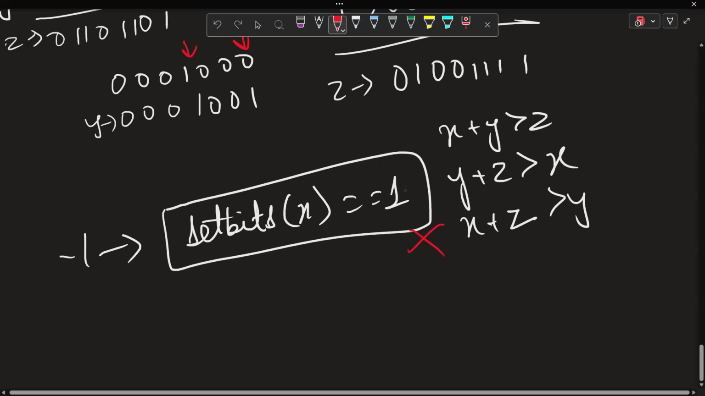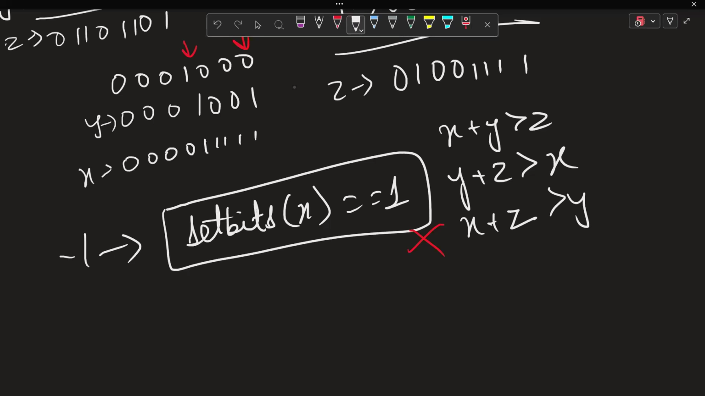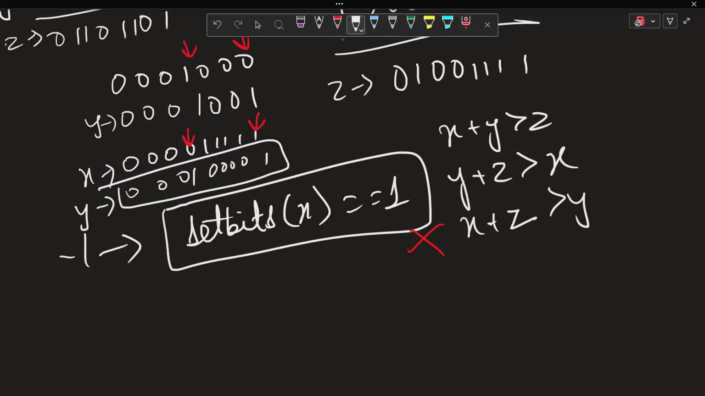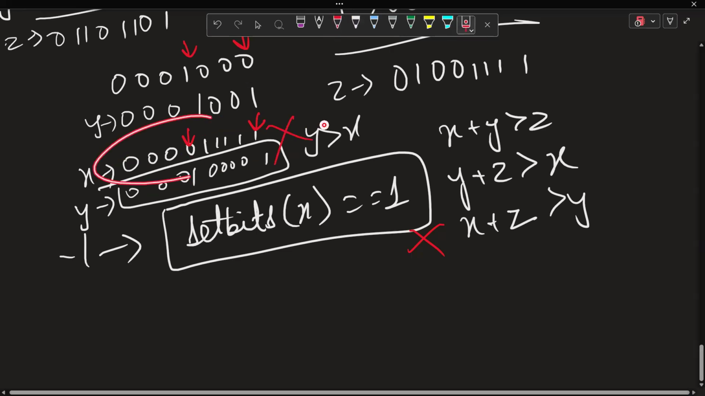And one more case where forming your answer would not be possible is when X is something like this. In this case, what would happen? If you just select the least significant set bit and unset bit and set those in Y, again the least significant unset bit is such that when this bit is set, this Y became greater than X. So this Y again became greater than X. So for this also, you would say your answer would be -1.